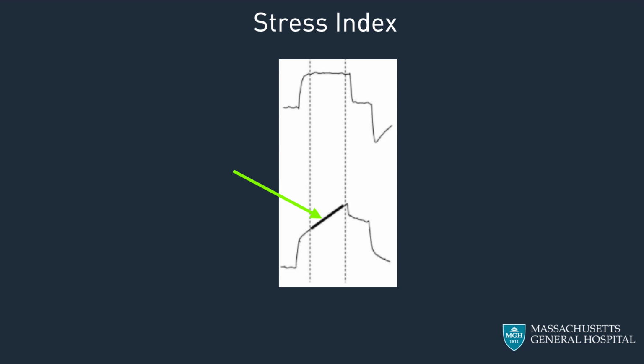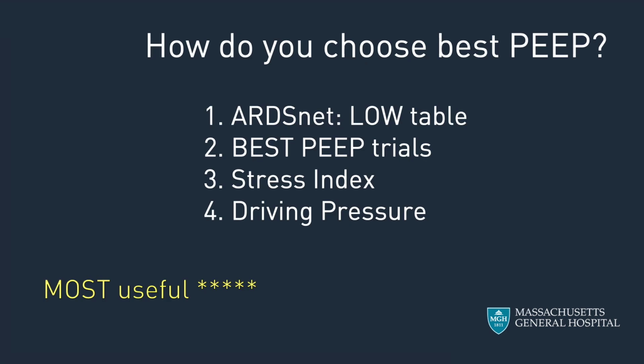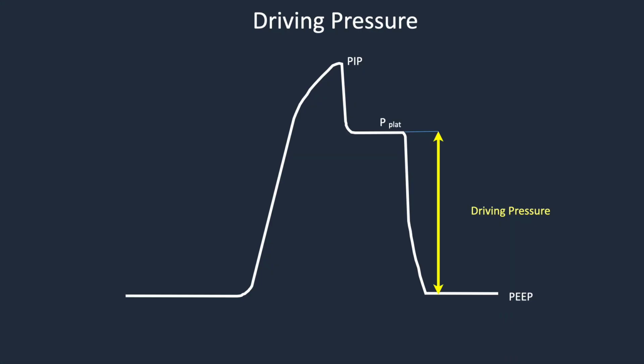The sweet spot of the stress index is a slope about 1.0 and a flat line. Number 4, driving pressure. There is excellent data that driving pressure is important. P-plat is the plateau just after peak inspiration pressure.